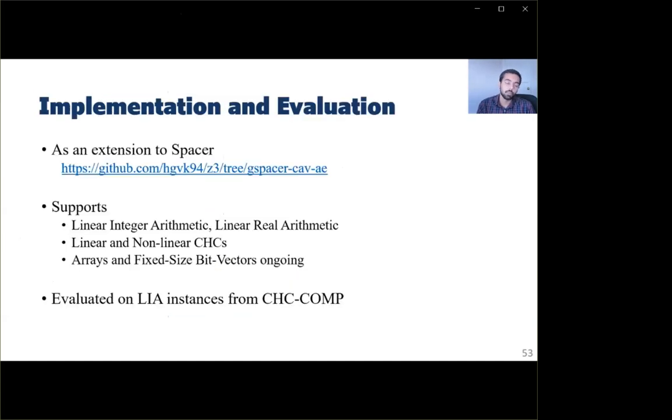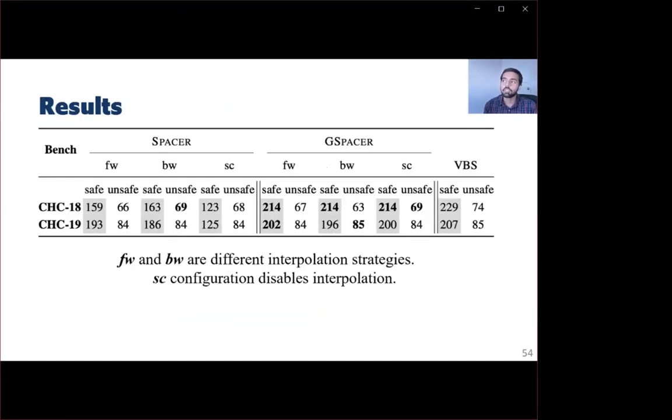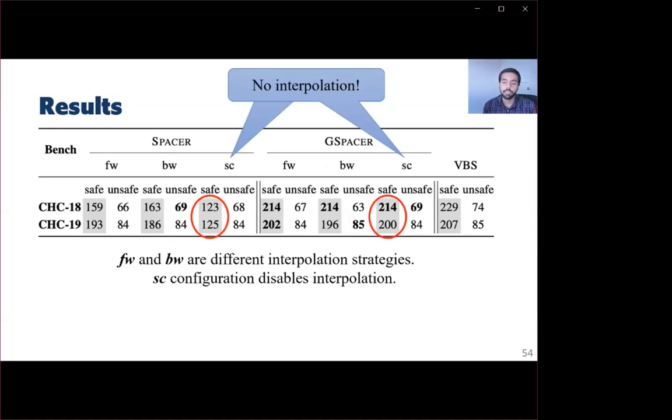Okay, so we implement these three rules on top of spacer, and we call the new solver GSpacer. We evaluate GSpacer on linear integer arithmetic instances from the CHC competition, and we can see that in fact GSpacer solves almost 20% more instances than spacer. But more interestingly, GSpacer is stable even without interpolation.